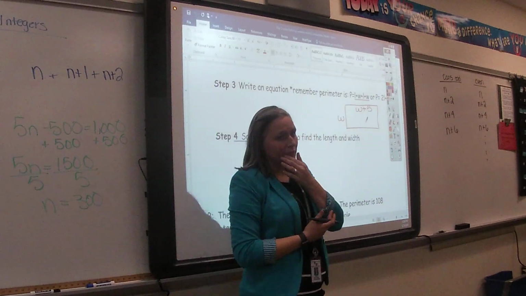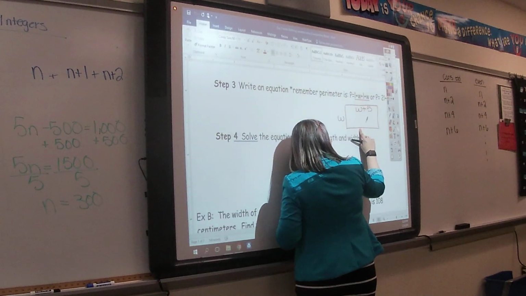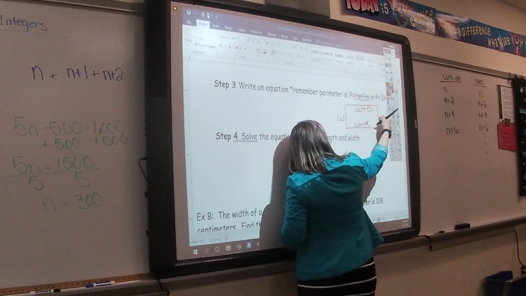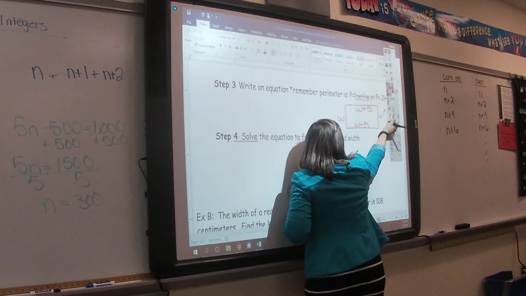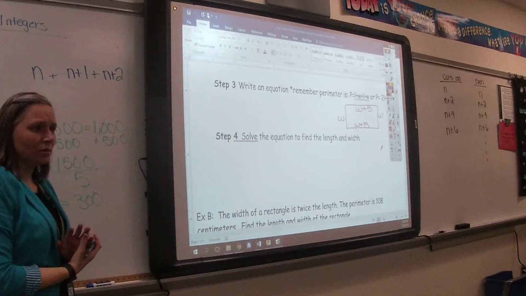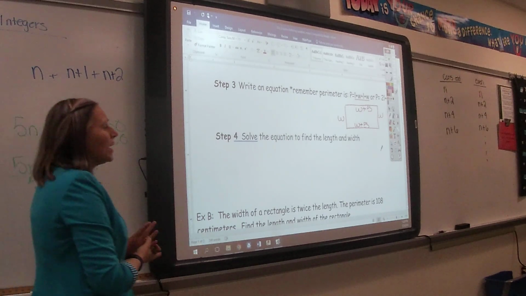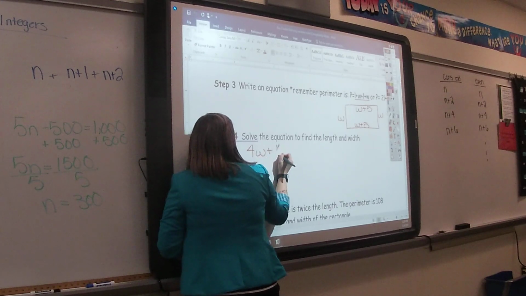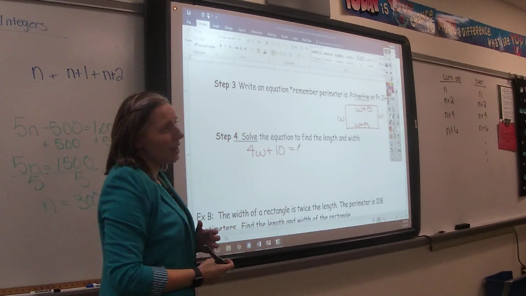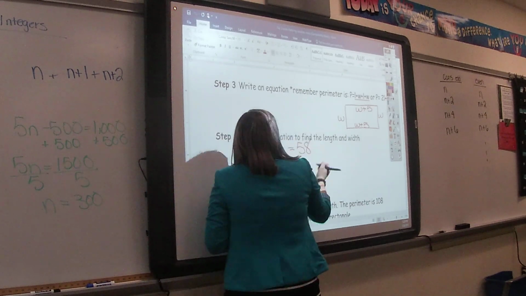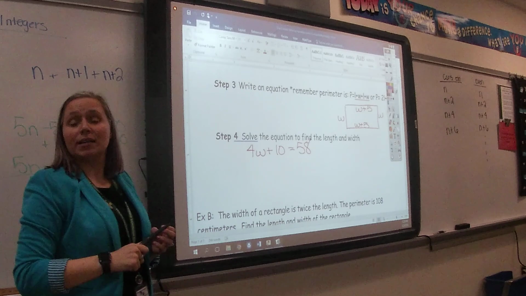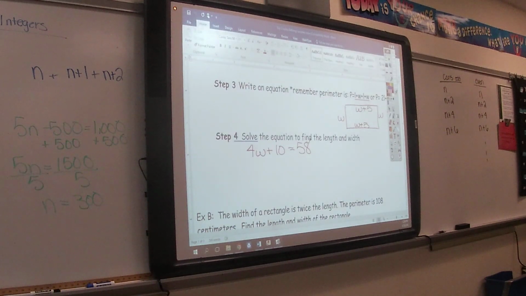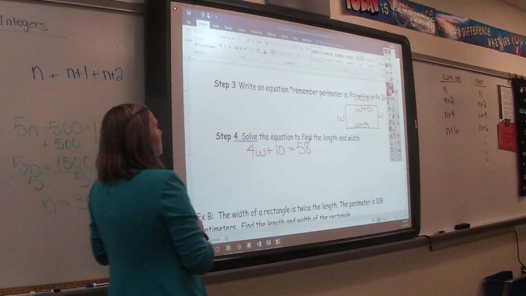How many sides does a rectangle have? So what's the measurement of this side going to be? And what's the measurement of this side going to be? Are we okay with that being the picture of our rectangle? So if we're adding up all the sides, how many W's do we have? 4. 4 W's plus 10 equals. Where'd that 58 come from, Mason? The perimeter of a rectangle is 58. Right? It said the perimeter is 58. It equals 58. Now what am I going to do with this thing? Solve it, which hopefully we all agree that we could solve this.